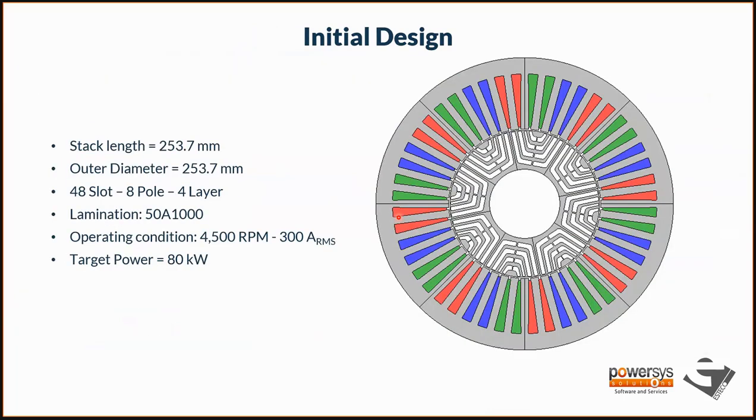So with that, this is the initial design we started with, or we tried to design for. The stack length and diameter are 253.7 millimeters, which gives about an aspect ratio of 1. It's a 48 slot, 8 pole, and we used 4 layers or 4 barriers per pole. And the lamination is 50A1000, which means half a millimeter thickness lamination sheets. Operating condition of 4,500 RPM rated at 300 amp RMS. And the target power was 80 kilowatts.